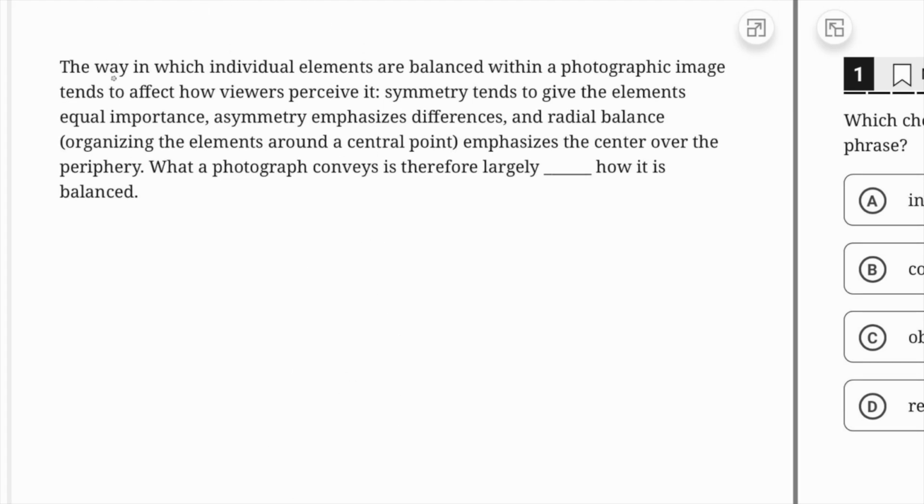Number 1. It says, the way in which individual elements are balanced within a photographic image tends to affect how viewers perceive it. Symmetry tends to give the elements equal importance. Asymmetry emphasizes differences, and radial balance emphasizes the center over the periphery. What a photograph conveys is therefore largely blank how it is balanced.